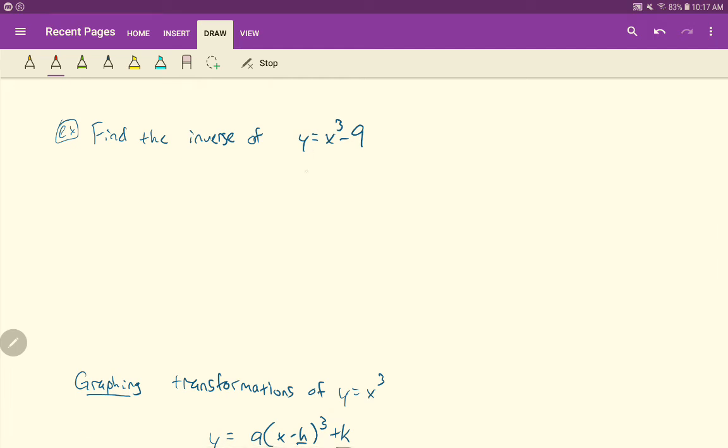Okay, find the inverse of this. So again, we will swap our x and y's. In this case, what do we want to do to solve for y? Our next step would be what? Yeah, we're going to add 9 to both sides here.